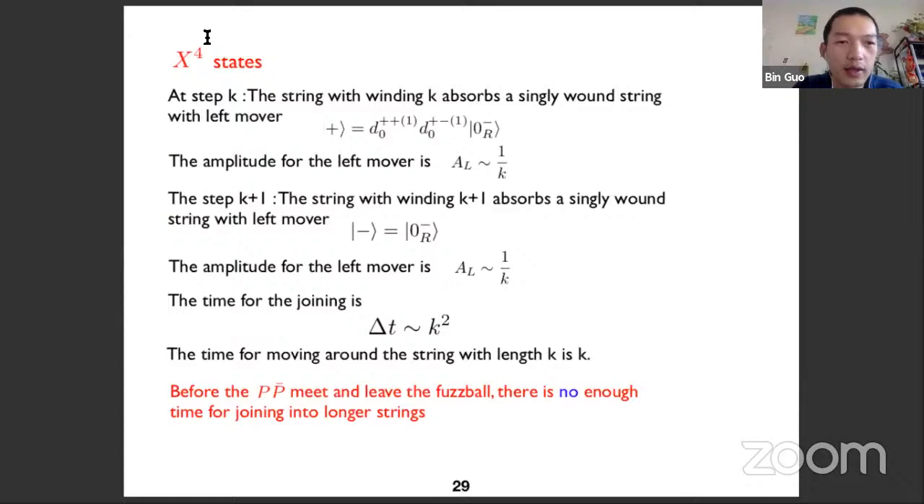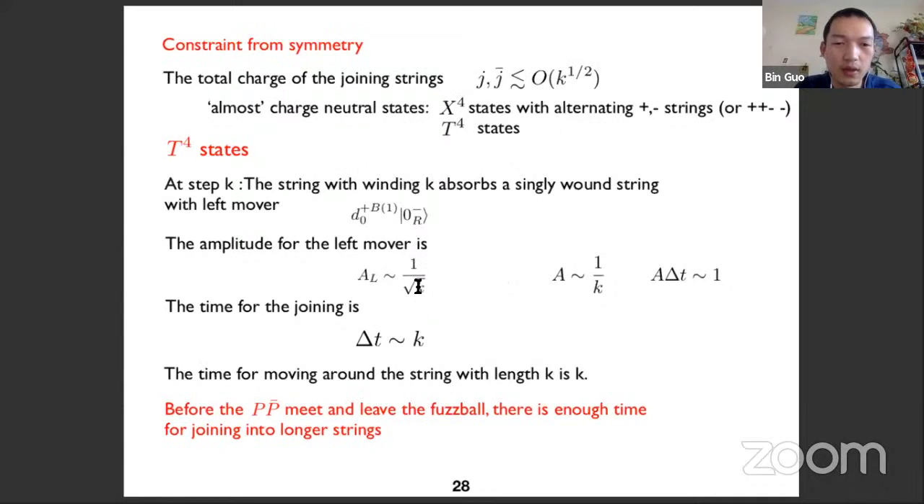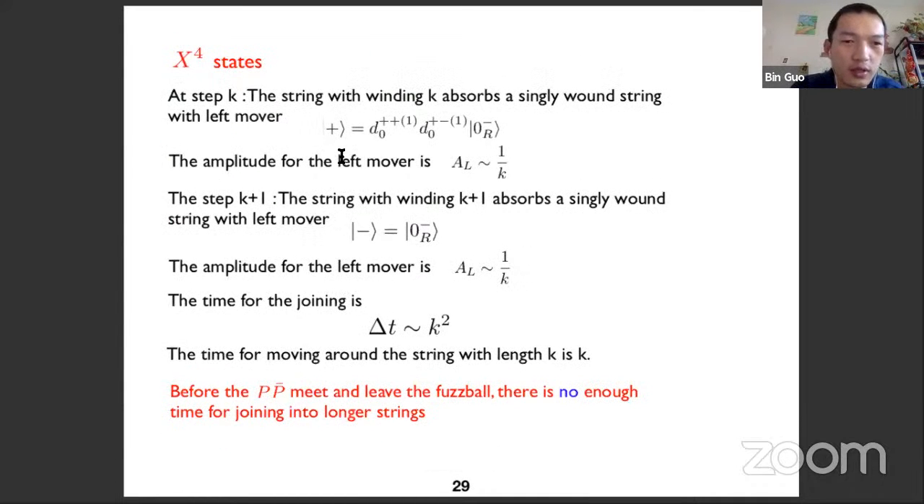Now we can look at the X4 state. At step K, we will absorb a plus string, a plus left mover. The amplitude is 1 over K. It is smaller than the previous 1 over square root of K in the large K limit. If we follow this by absorbing another minus, we will get 1 over K also. That means the amplitude is 1 over square root of K. So the time for the joining is K squared. So you can see the time for the joining is much larger than the time to complete the circle, which is K. So that means before the PP bar meet and leave the fuzz ball, there's not enough time for joining into longer strings.